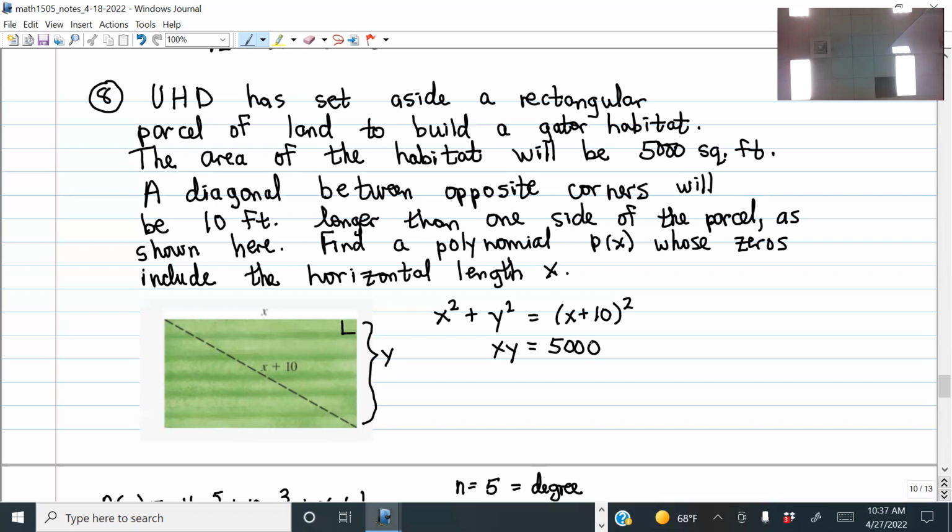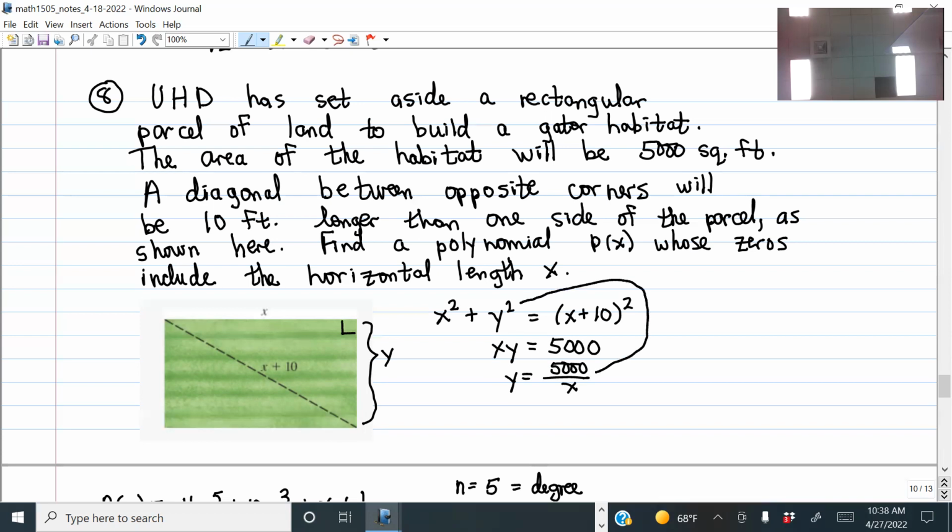And now I'm feeling a lot better because now I've got two equations with two unknowns. So what I want to do is the usual thing, right? Solve one of the equations for one of the unknowns and then substitute into the other equation. I'm thinking solve this second equation for Y, because that's really easy to do, and then substitute that into the first equation. When you solve that second equation for Y, you get Y is equal to 5,000 divided by X.